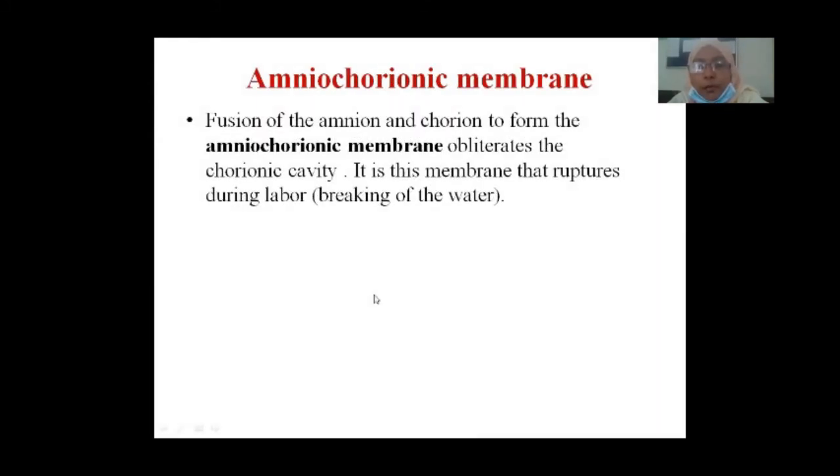Now come to the point, what is the amniochorionic membrane? Fusion of the amnion and chorion to form the amniochorionic membrane obliterates the chorionic cavity. It is the membrane that ruptures during labor, which is known as breaking of water. During parturition, the membrane breaks down and the water, that means the amniotic fluid, comes out through the leakage. This is known as the amniochorionic membrane.